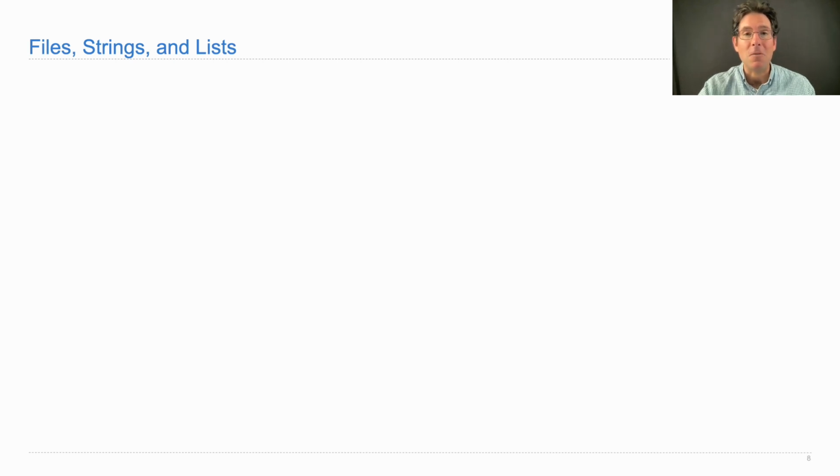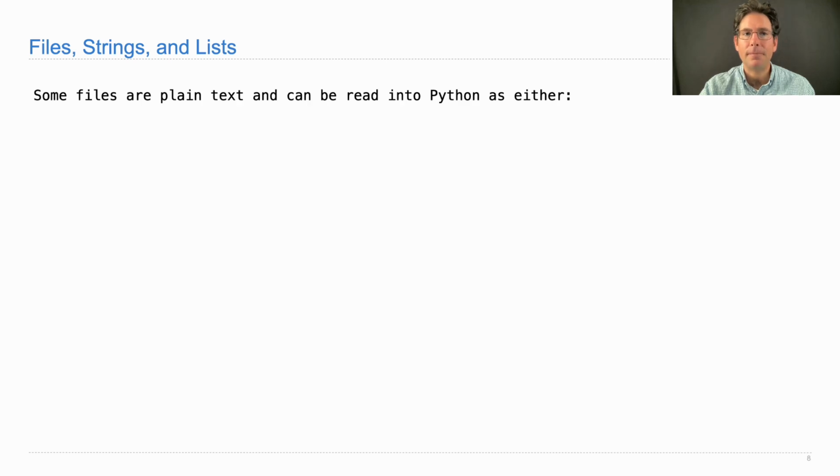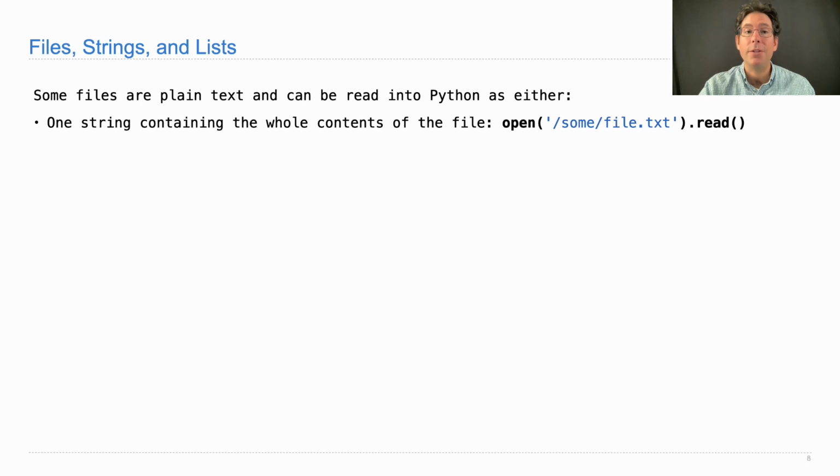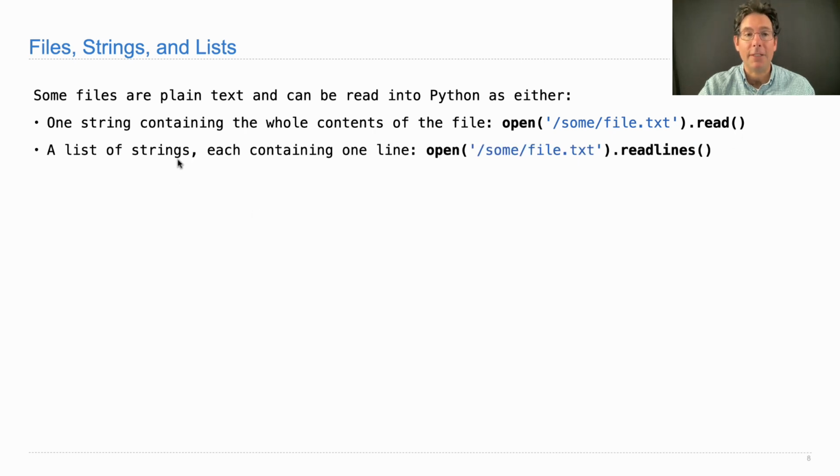Here are some tips on how to read in a file, turn it into strings, turn those strings into lists, and make progress in terms of manipulating the data after you've done that. Some files are plain text, and so they can be read into Python either as one string that contains the whole contents of the file, by opening a string that represents a path to the file, as well as adding the .read method. Or you can have a list of strings, each containing one line of the file, by opening the file and reading its lines, which is what we're going to use in this demonstration.